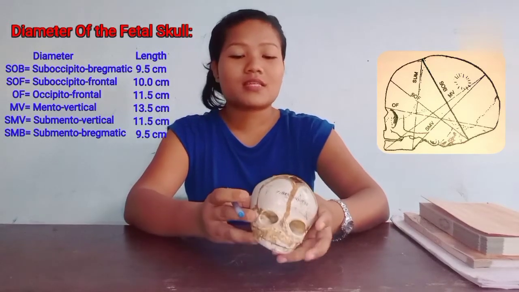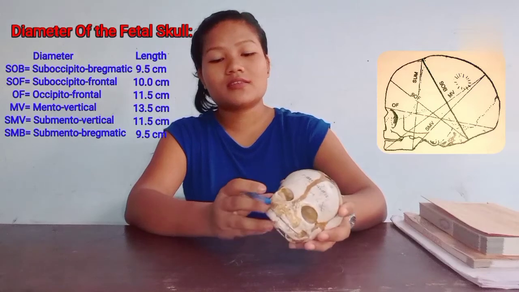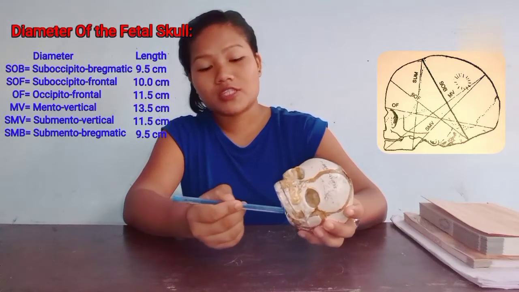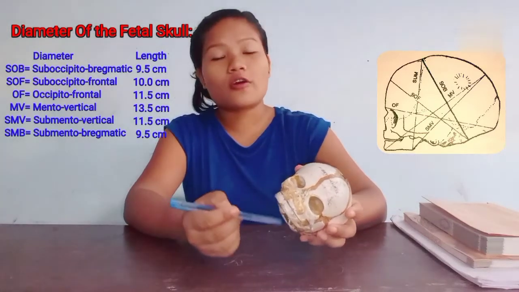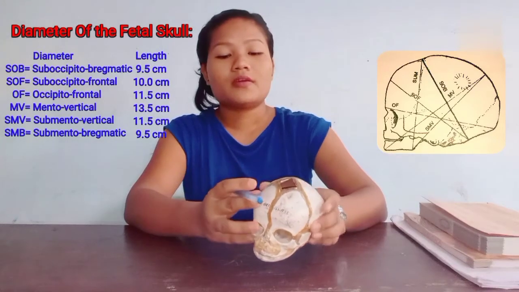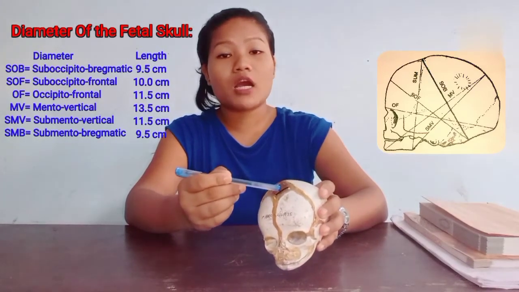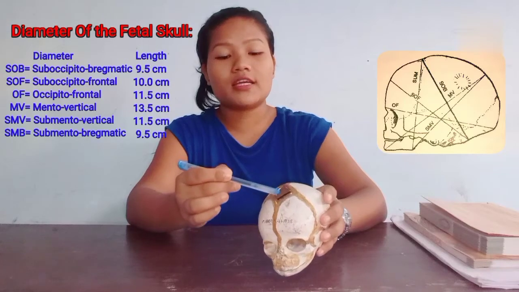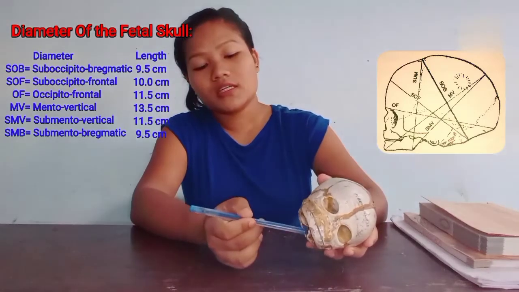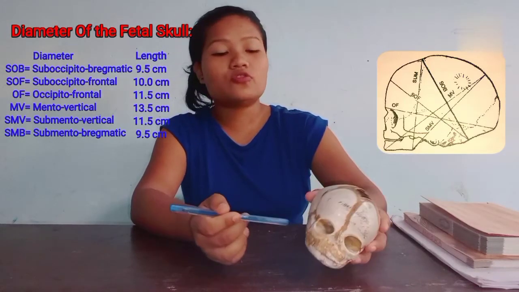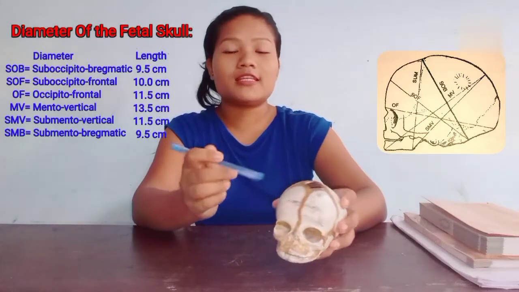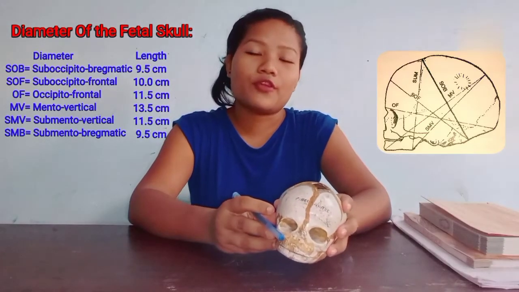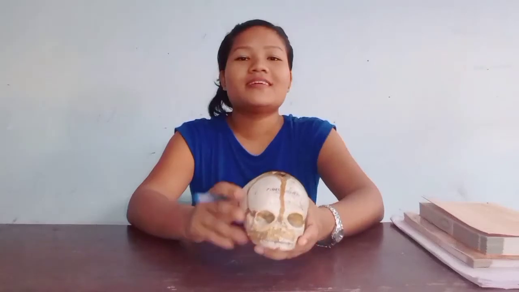And another one, submentobregmatic. Submentobregmatic extends from the junction of the floor of the mouth and neck to the center of the bregma, or anterior fontanelle. Here you see it, and its measurement is 9.5 cm. There are 8 sutures in the fetal skull.